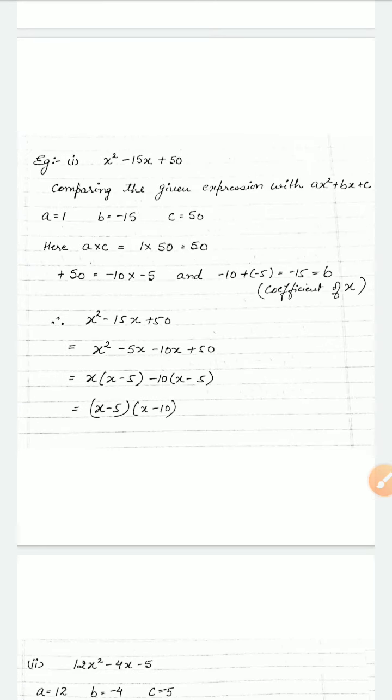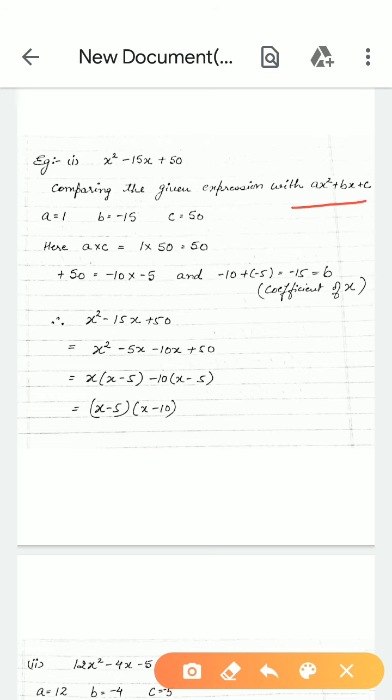The first example we have here is x square minus 15x plus 50. Comparing the given expression with ax square plus bx plus c, here a is 1, b is minus 15 and c is 50. So first we take the product of a and c, that is 1 multiplied by 50, which gives you 50. Now we split 50 into factors which on addition or subtraction will give 15. So I split 50 as minus 10 and minus 5.